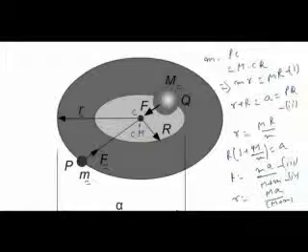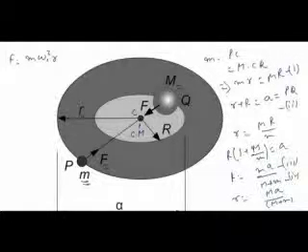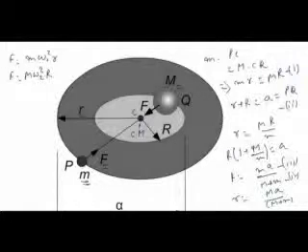Now the value of the force which is acting on these two particles, F, will be equal to m omega 1 square small r for the object at P, and it will be equal to capital M omega 2 square into capital R for object at Q.